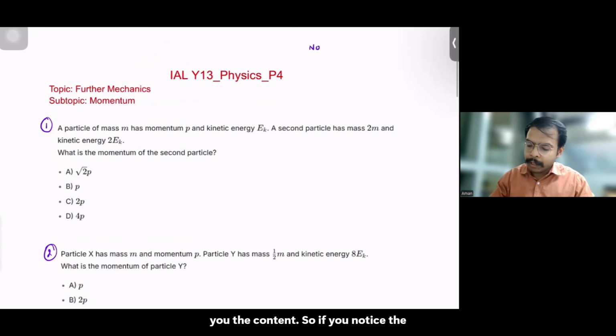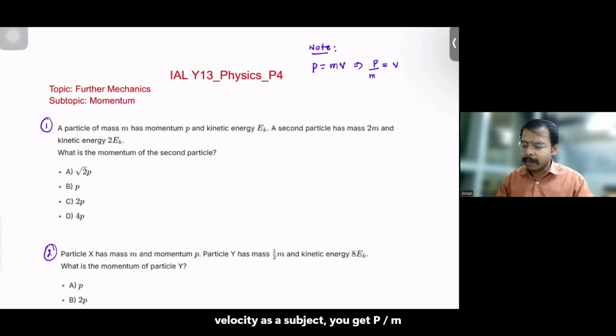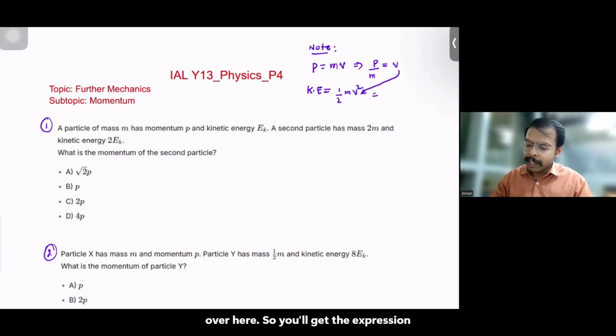If you notice the content, you will understand that momentum is mass times velocity. From here, you make velocity the subject, so you get P over M, which is momentum over mass. Then the kinetic energy is half times M times V squared. Substitute the value of V over here, so you get half times M times P squared over mass squared. Mass times mass, so this mass and this mass cancel out. You get P squared over 2M.